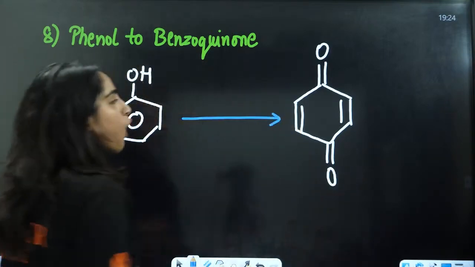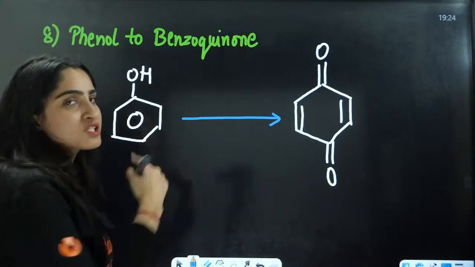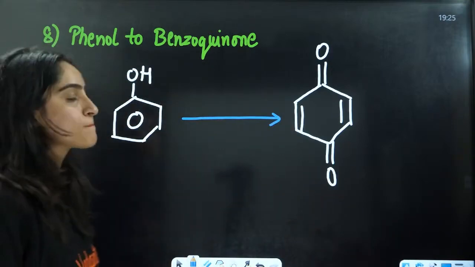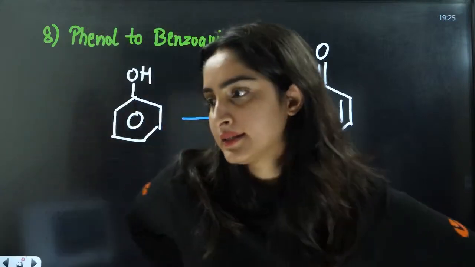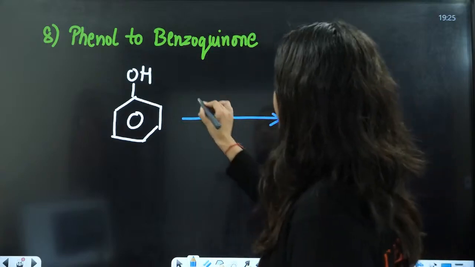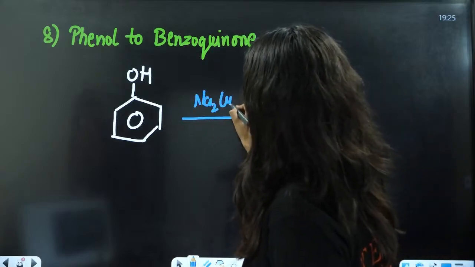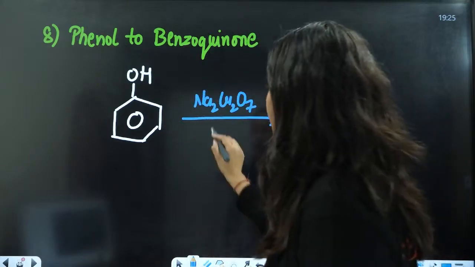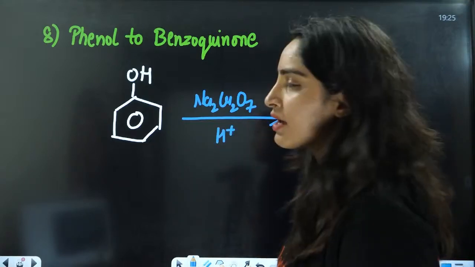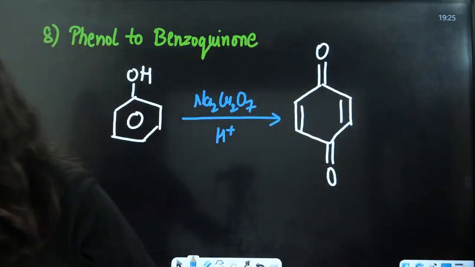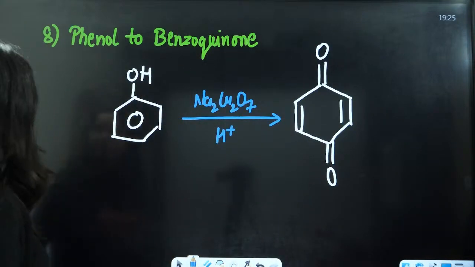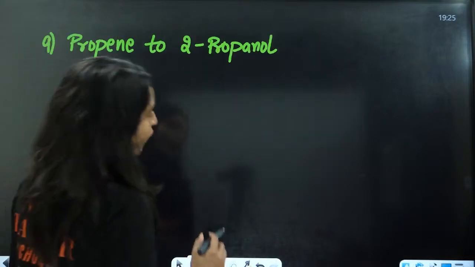Here we are going to do oxidation. Oxidation by what? Very good, Na2Cr2O7, with H2SO4, or you can say directly H positive. And then you will have your desired product, that is benzoquinone. Very important reaction.